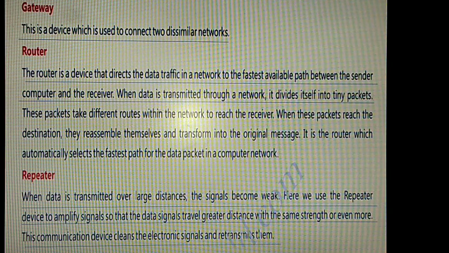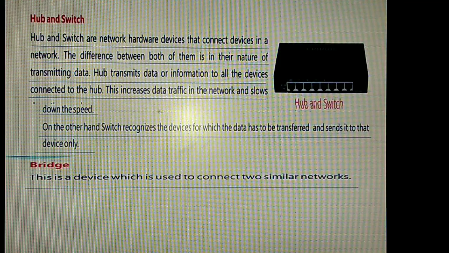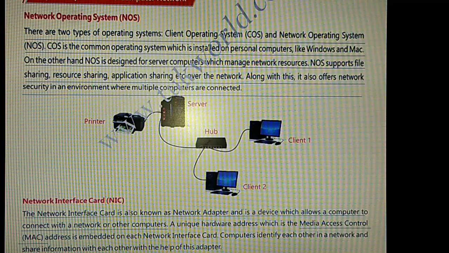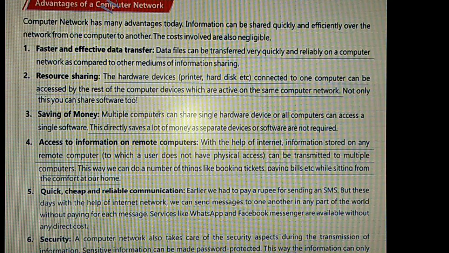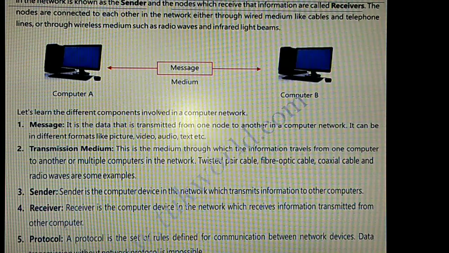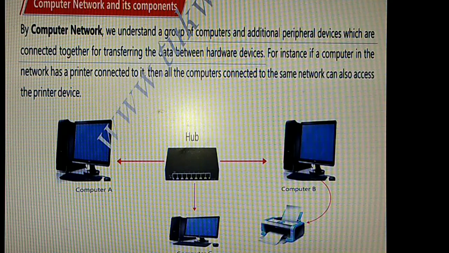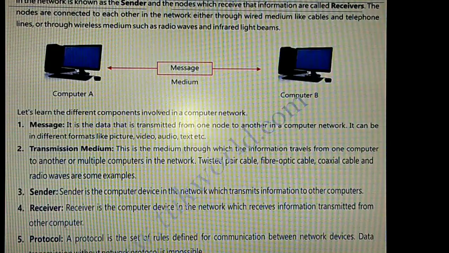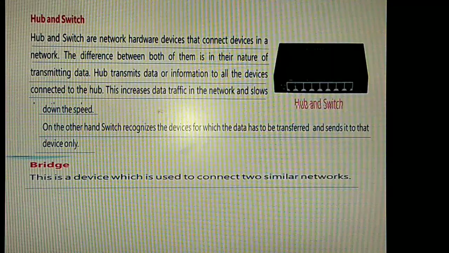In my previous video, I explained all about hub and switch, bridge, then modem, then NIC, that is network interface card, then network operating systems. These were the major components of a computer network. Then I explained the advantages of computer networks, the various components used in a computer network, and the definition of data communication and networking. All of this we have cleared in our earlier videos.